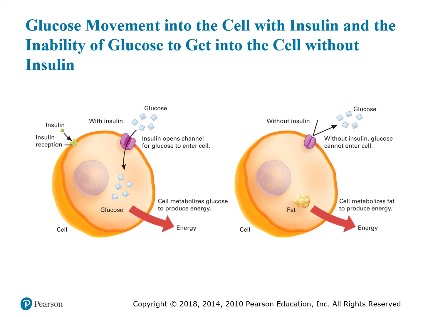Here we have a couple images to help depict this. On the left side, you can see that with insulin, the channel opens for glucose to enter, and then they metabolize it into energy. On the right, if you don't have insulin, then glucose will stay in the bloodstream, and so your blood glucose level will start to get high. But your cell still needs energy somehow.